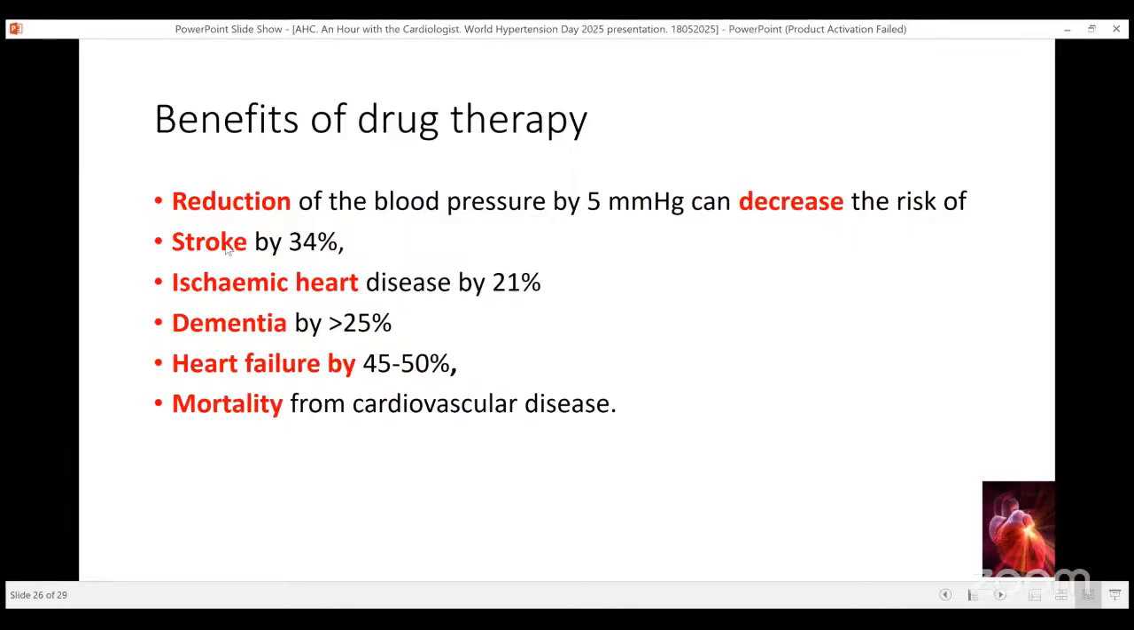This is important. We need to take ownership. The primary stakeholder in the management of hypertension is the patient. If you are hypertensive, you are the primary stakeholder. Take your drugs. Okay? Take your drugs.